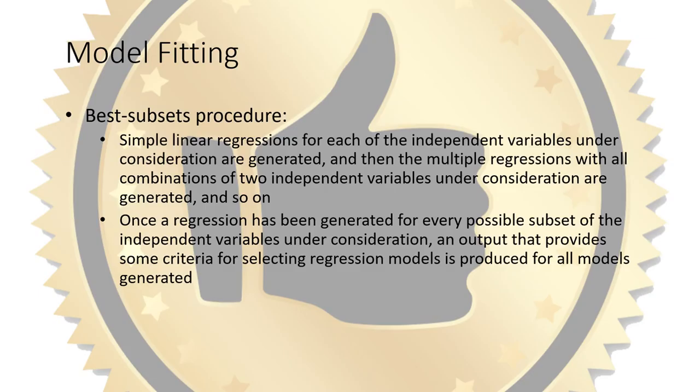When we do the best subsets procedure, basically a simple linear regression for each of the independent variables under consideration will be made, and then the multiple regressions with all the combinations of two independent variables under consideration are made. Once a regression that has been generated for every possible subset of our independent variables under consideration has been made and evaluated, we then get an output that provides some criteria for selecting the regression model, and that's going to be generated by your statistical software.